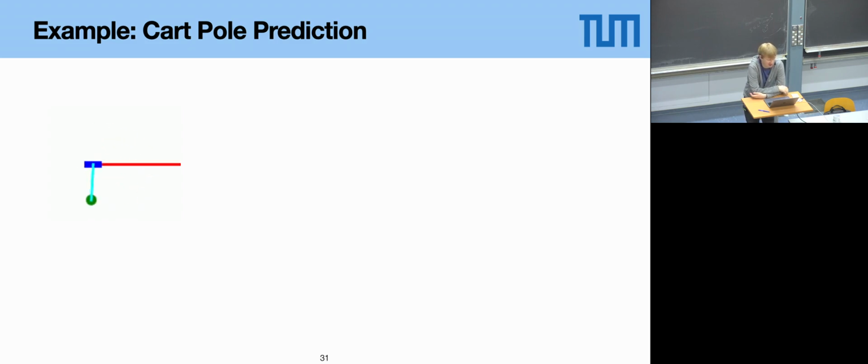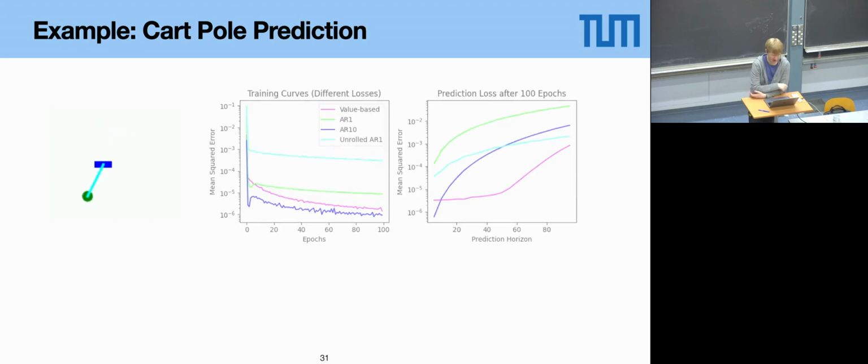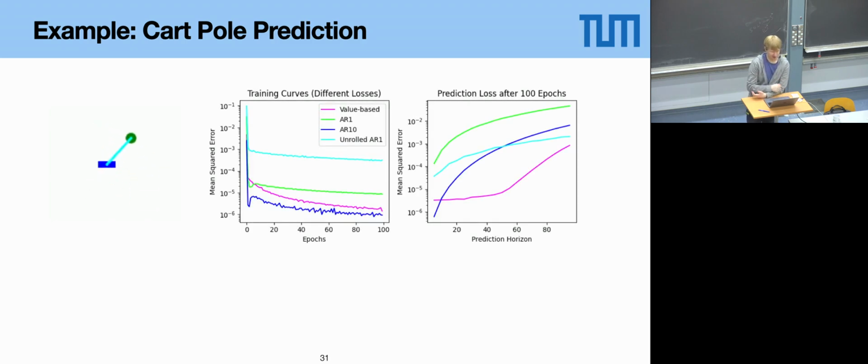So we have some initial states and some forces we apply, and we want to know where the cart is after, let's say, 50 steps. And we can train a bunch of different methods here. What you see here are 3 autoregressive models and 1 value-like ansatz. And in the middle you see some learning curves that go down.